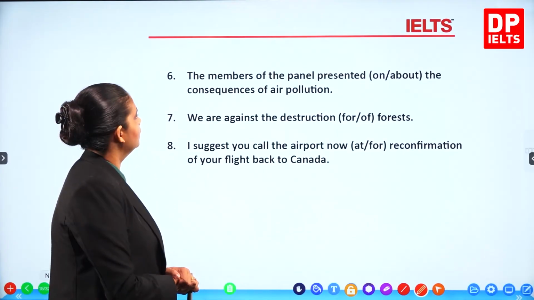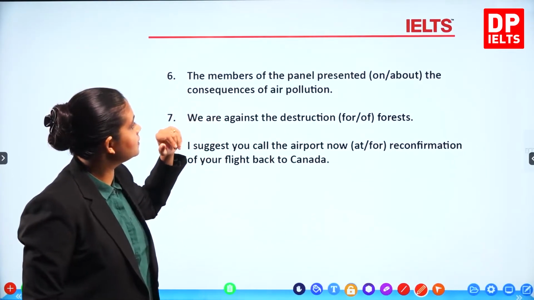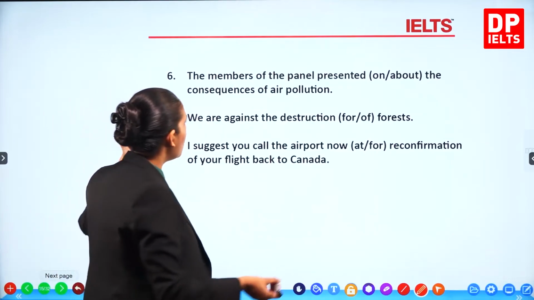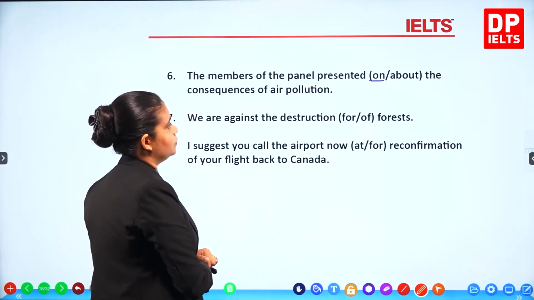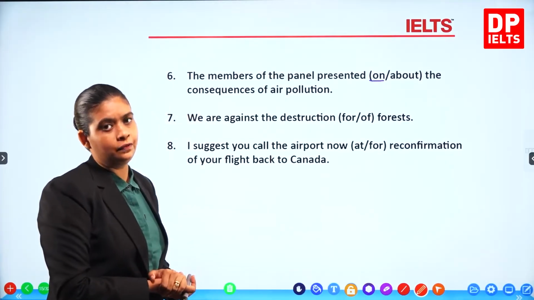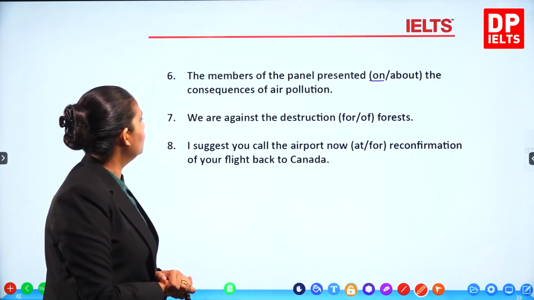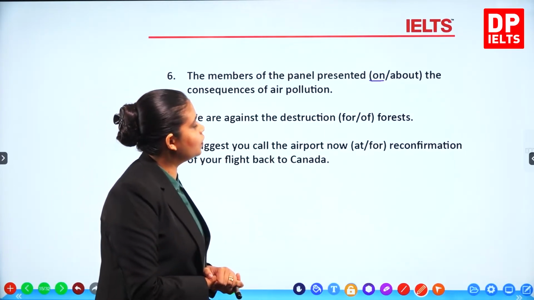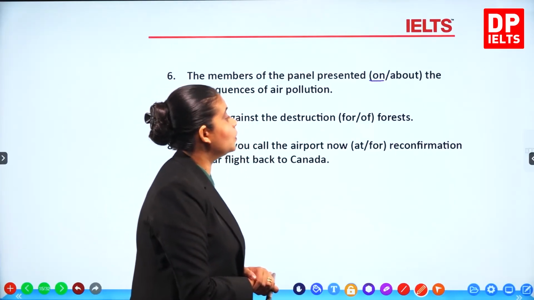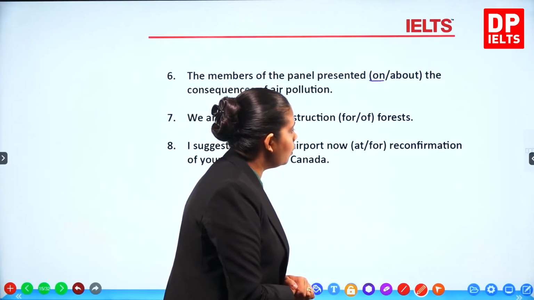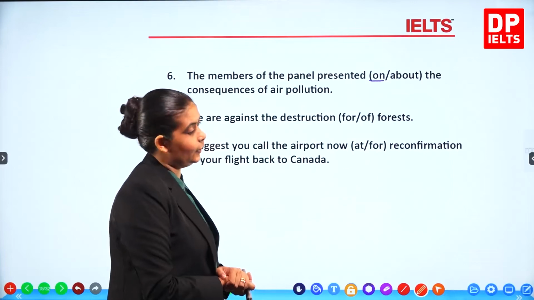Okay. So for an example, let me do this one with you. The members of the panel presented on the consequences of air pollution, because about is used for informal, on is used for formal, right? We are against the destruction of forests. I suggest you call the airport now at or for reconfirmation of your flight back to Canada.